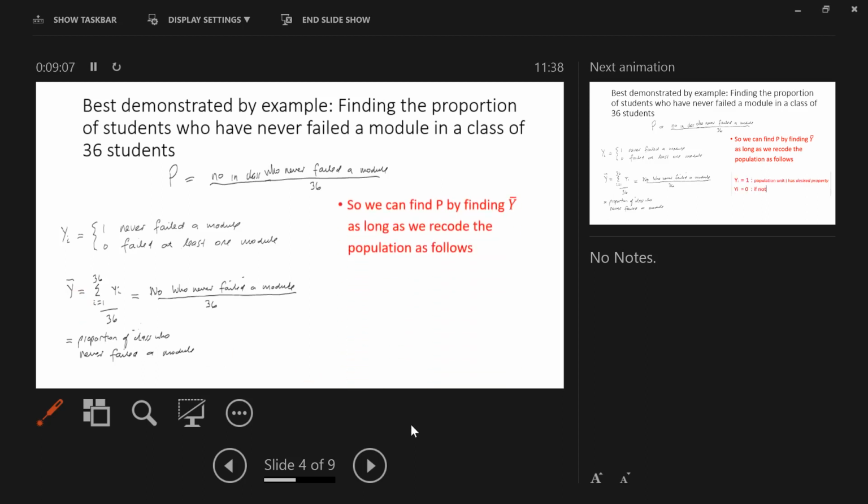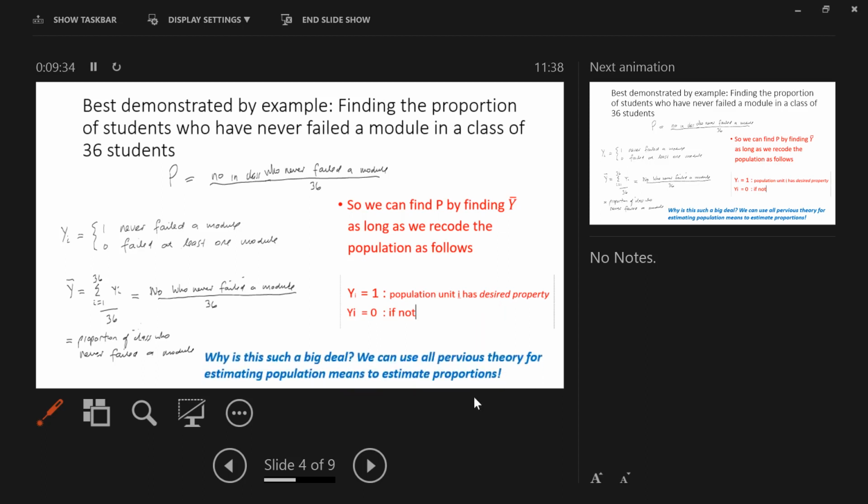So we can find P as long as we know how to find Y bar. And Y bar is just the average of the 1s and 0s. You recode your data in your sample. So we say it's a 1 if it's got the desired property. Desired property means the thing I want proportion of: females, then 1 is female. Proportion of small farms, 1 will be if it's a small farm, and so on and so on.